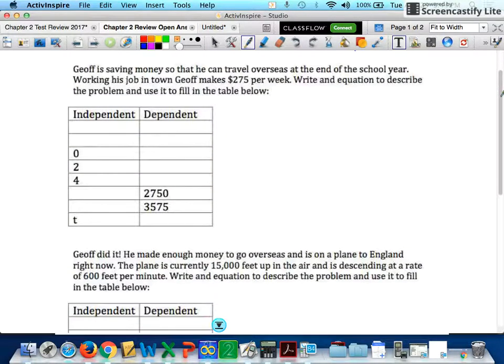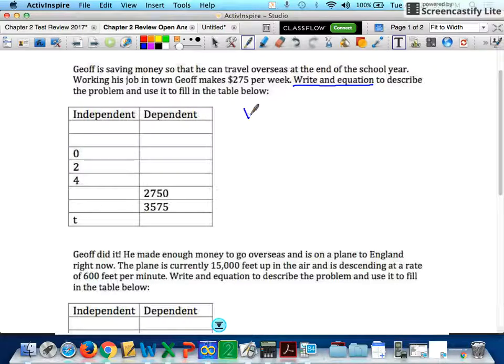Our first open answer. We're talking about my buddy Jeff. Jeff wants to save up some money and go traveling. So he starts working around town, finds a good old job, and he's earning $275 per week. And we need to write an equation. Please notice the directions. I'm trying to lead you in the right place. Write an equation to describe the problem, and then use the table below and fill it in.